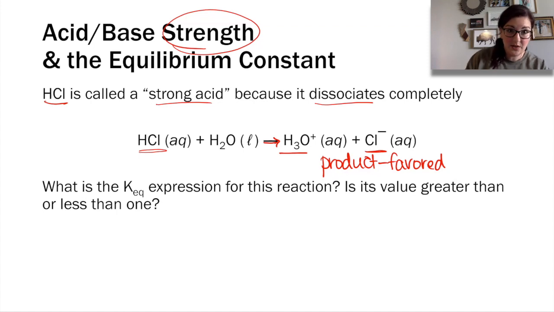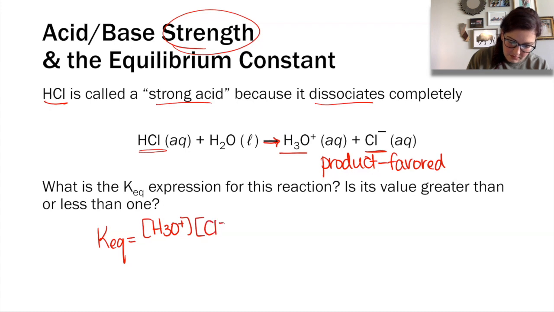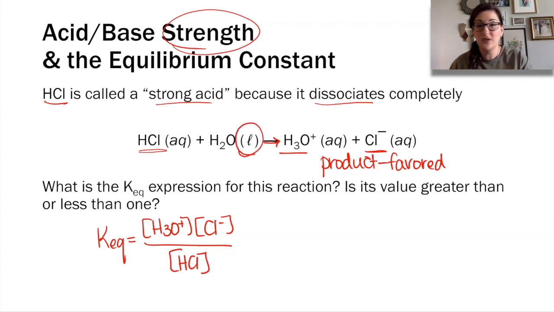Well, let's write our expression out. Okay, so remember KEQ for a reaction is always equal to the product concentrations, so hydronium and chloride, divided by our reactant concentrations. Remember, we leave out pure liquids, so water does not appear in the equilibrium expression. Okay, so if we only have essentially our products at equilibrium and we only have very little, if any at all, HCl at equilibrium, what does that mean for our equilibrium constant?